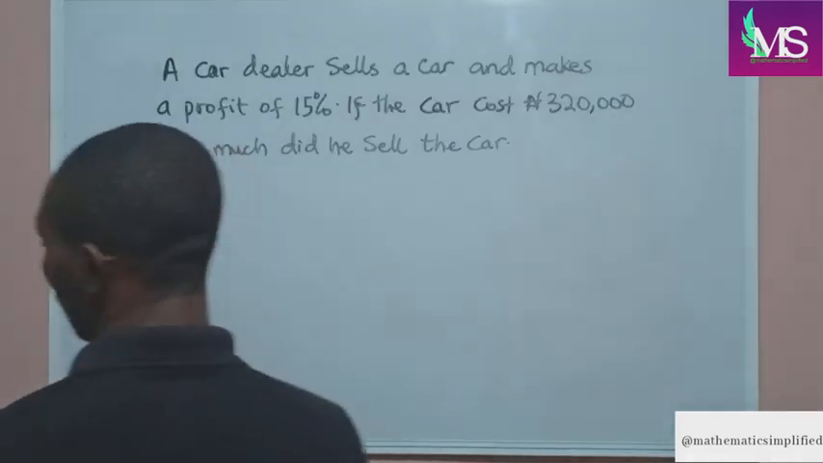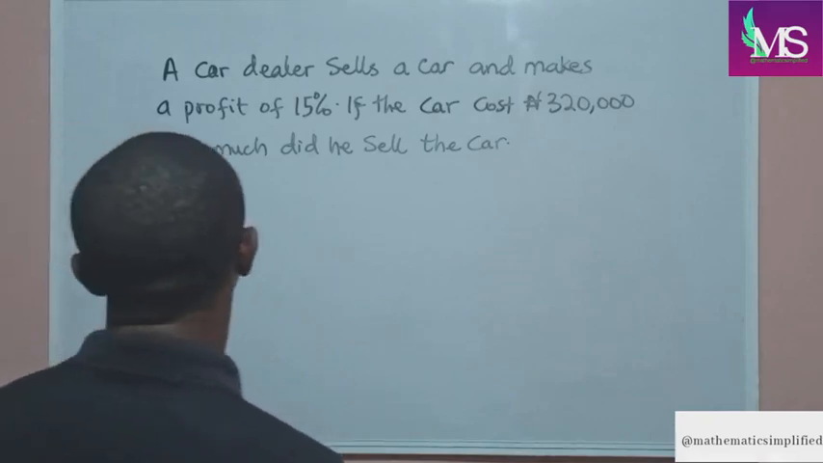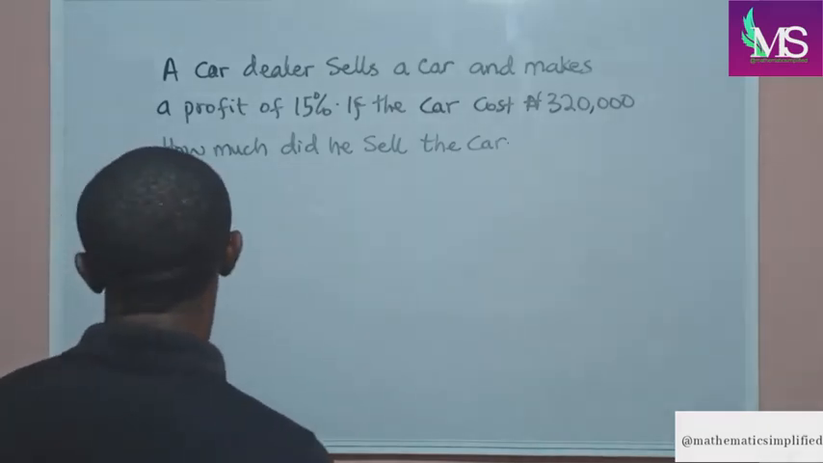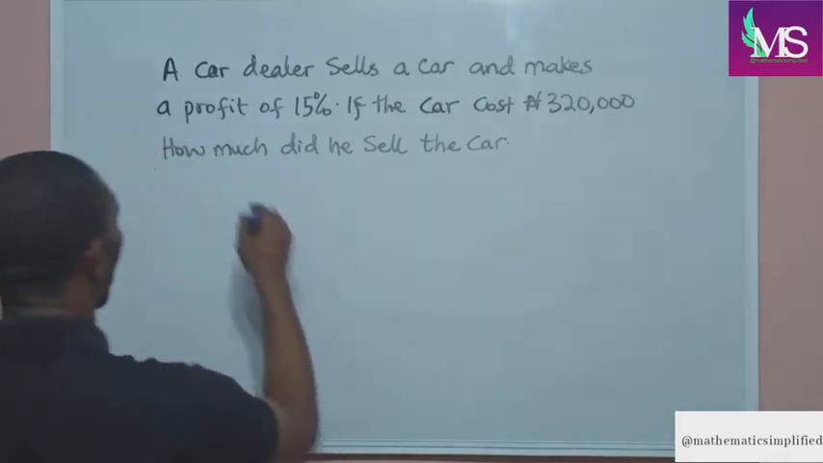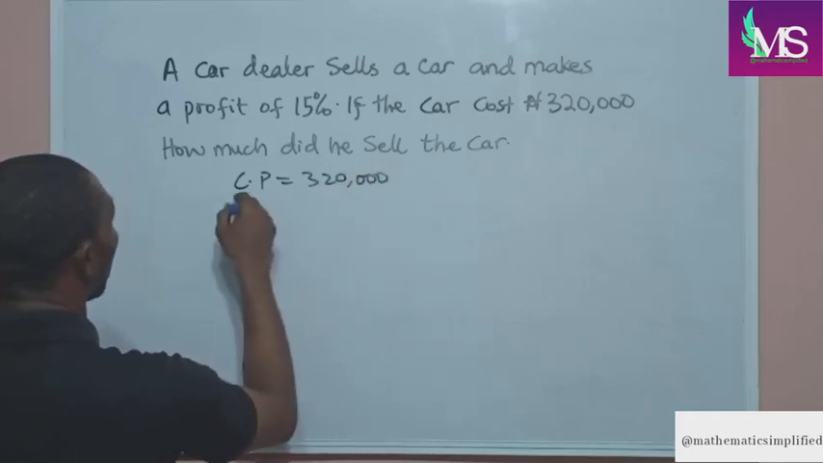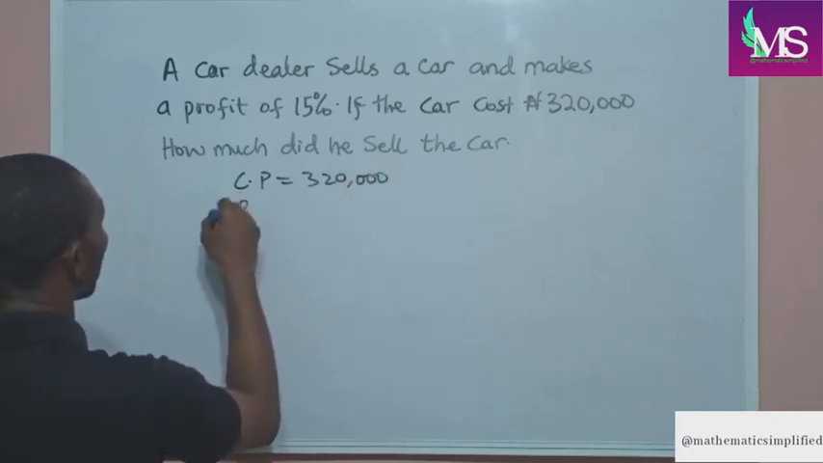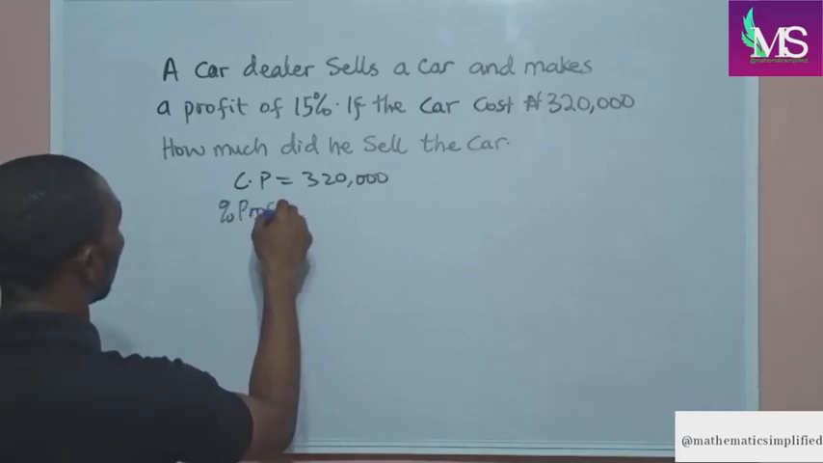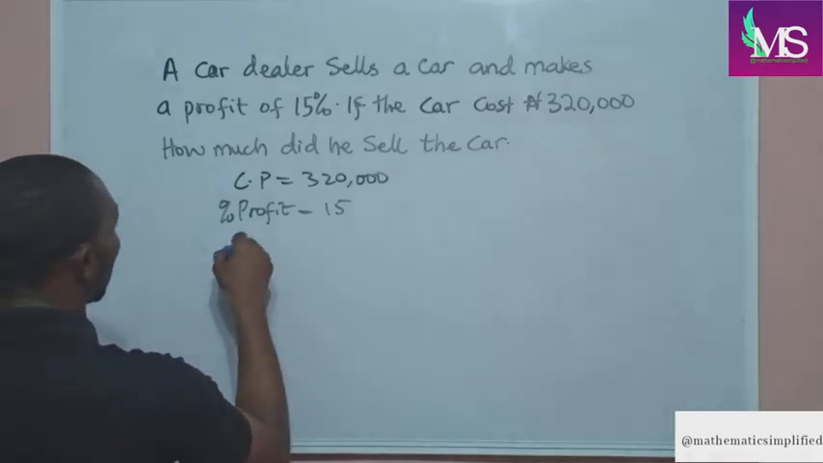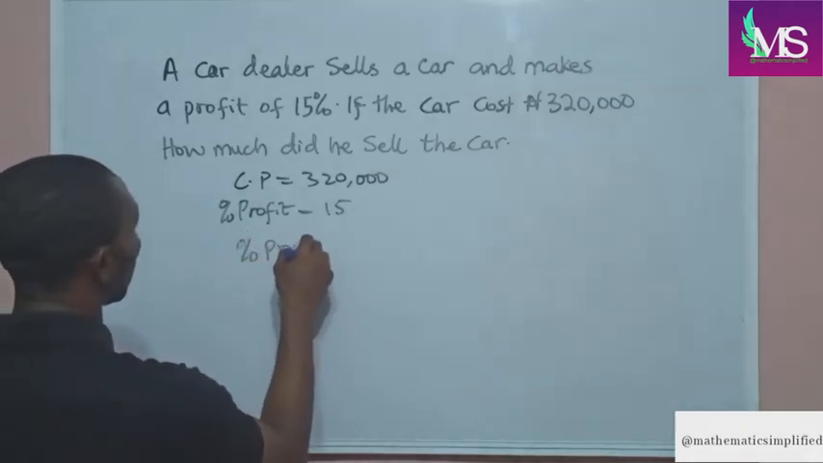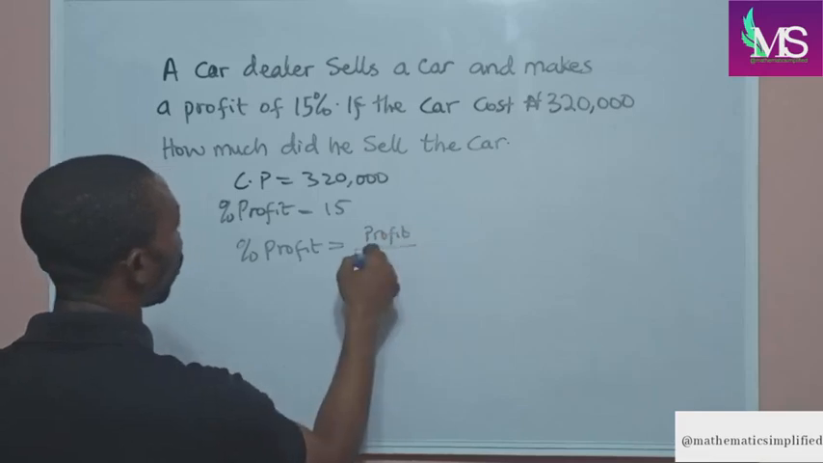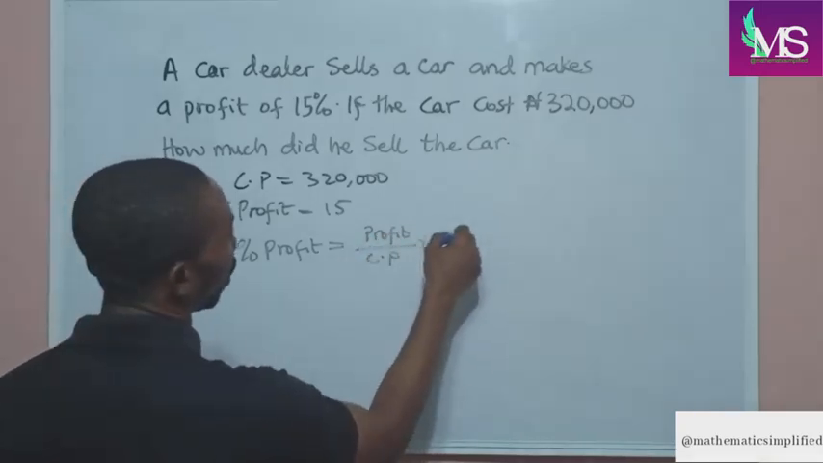A car dealer sells a car and makes a profit of 15%. If the car costs 320,000, how much did it sell for? Now our cost price is 320,000 and our percentage profit is 15. And we know that percentage profit equals profit over cost price times 100 over 1.